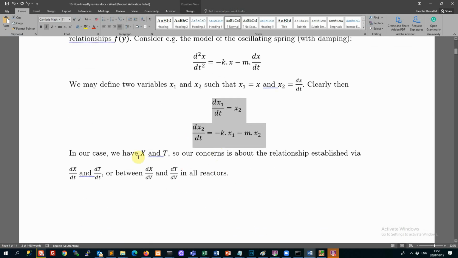So of course, in our case, as we said, our variables are not position and velocity, they are conversion and temperature. And so we are interested in the relationship between dx/dt and dT/dt, or dX/dV and dT/dV. And you might say, well, clearly you're talking about batch and PFR here. So yes, I did write it that way. However, we should note that it's almost never the case that in industry you have steady state. Your system tends to be bouncing around all the time. So in all these reactor types, quite often things are changing in time.